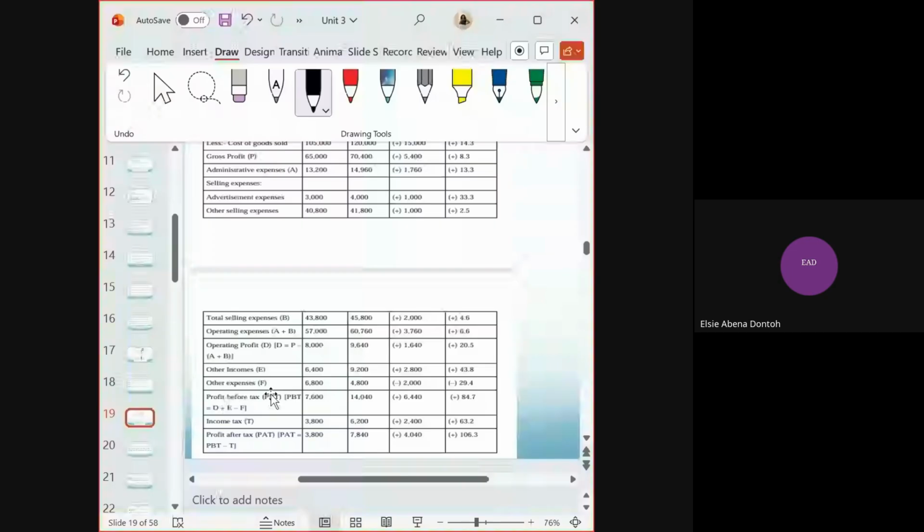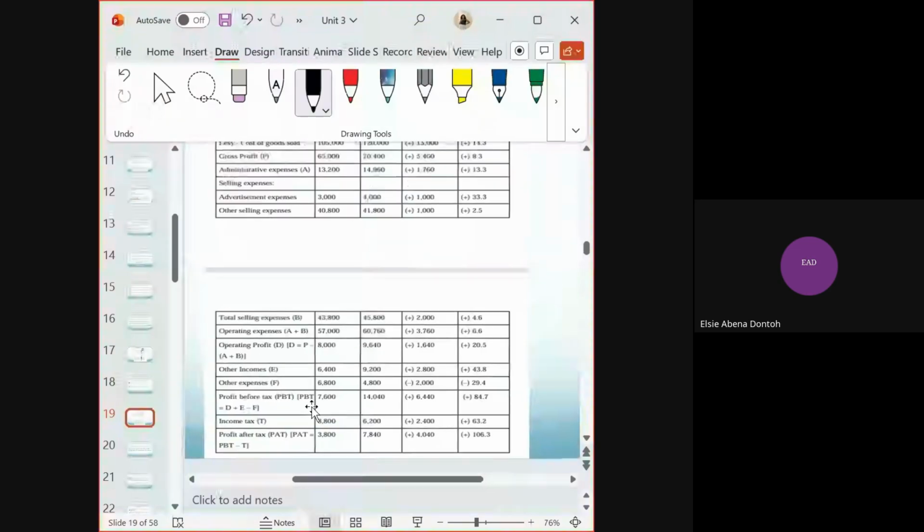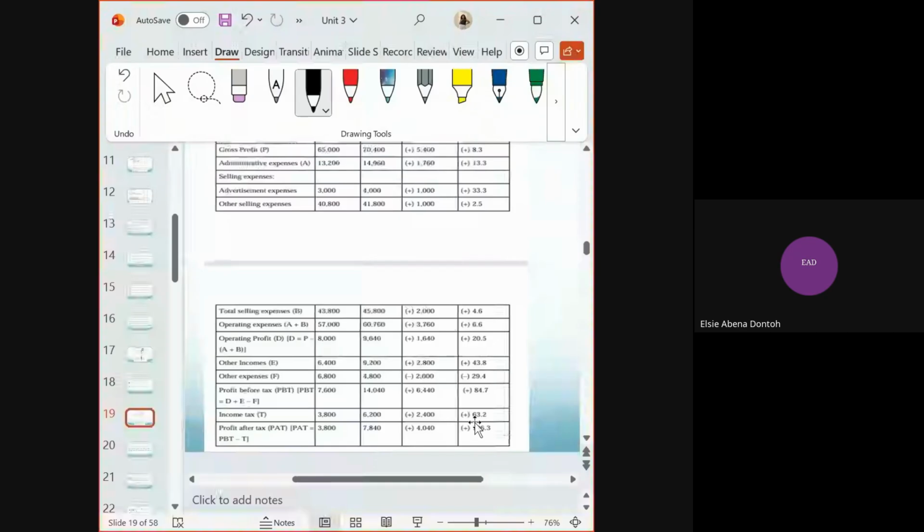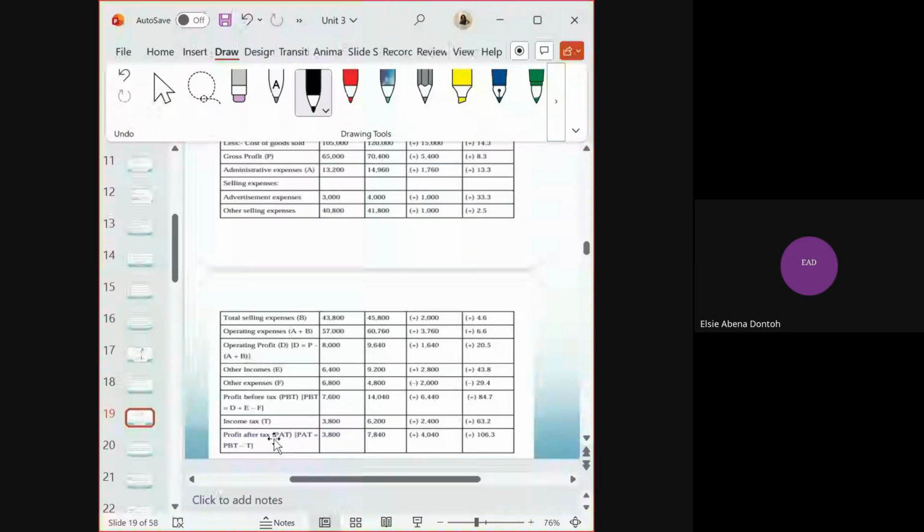Then we have other expenses, which is 29.4. Then we have profits before tax. So you can see that the profit before tax is huge due to the what? Other income. Then we have income tax here. It's also increased. And then we have profit after tax.